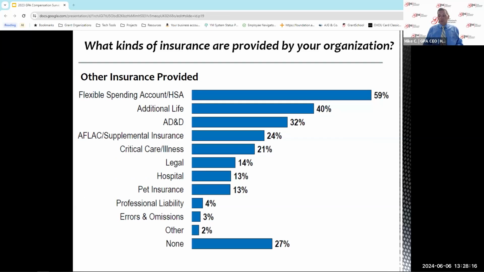In terms of other insurance provided, we end up with a long list here. I know for some organizations, they've moved from full-time health insurance to a flexible spending account, HSA, or supplementing the insurance with a flexible spending account, health savings account model. Additional life insurance and accidental death and dismemberment is also a common coverage. Supplemental insurance, or AFLAC, is included as well. So other than the 3-point decrease in the supplemental and a 2-point increase in legal, there are only small changes from 2022 to 2023 in this category.